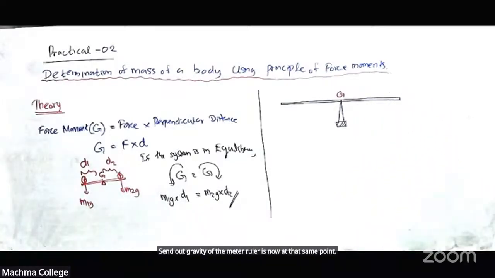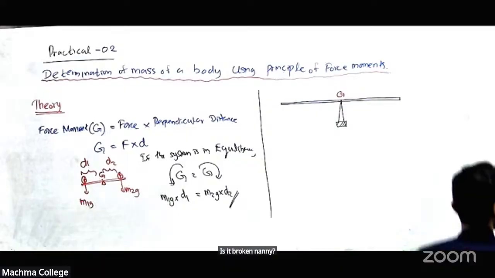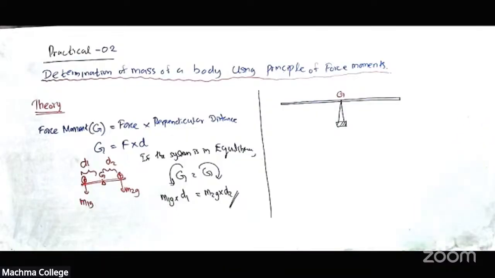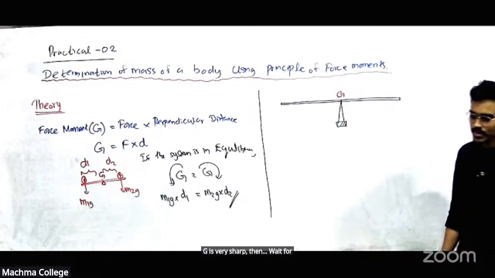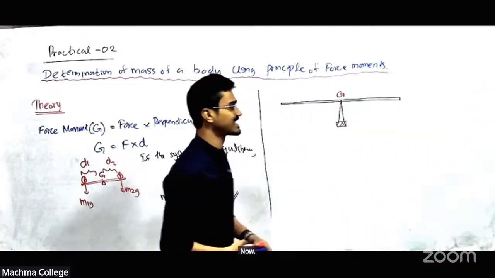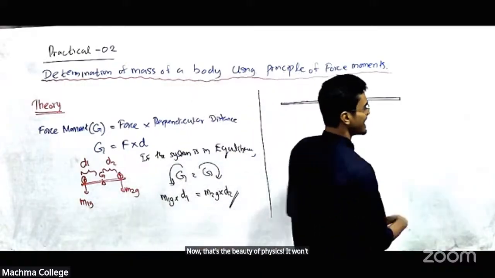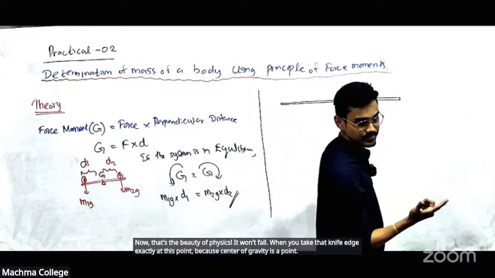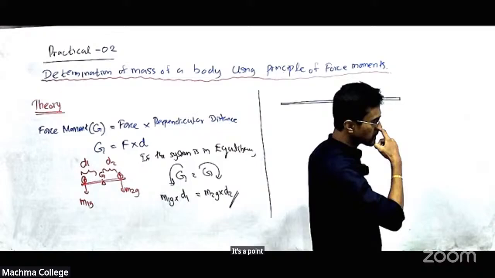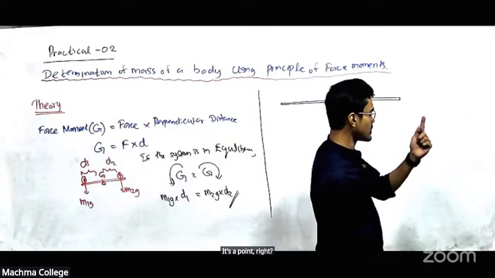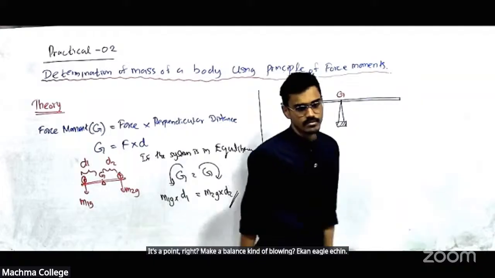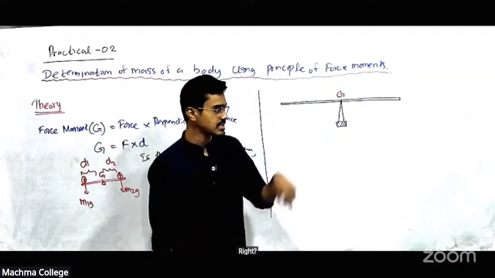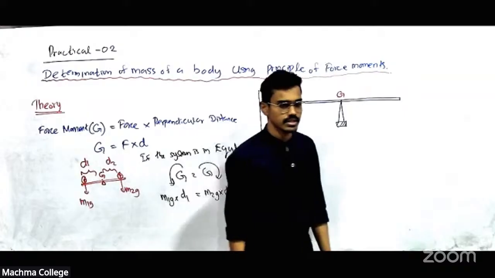Won't it fall then? But the knife edge is very sharp, then will it fall? No, it won't fall. Now that's the beauty of physics. It won't fall when you take that knife edge exactly to this point, because center of gravity is a point. It's a point. You can balance it even on a needle. Try it later, you can balance it on a needle. It comes exactly to this point.